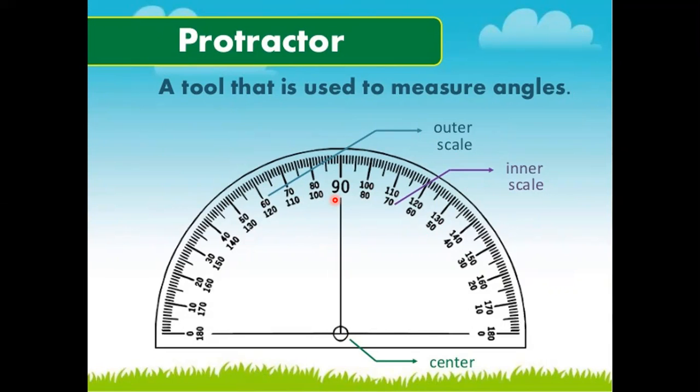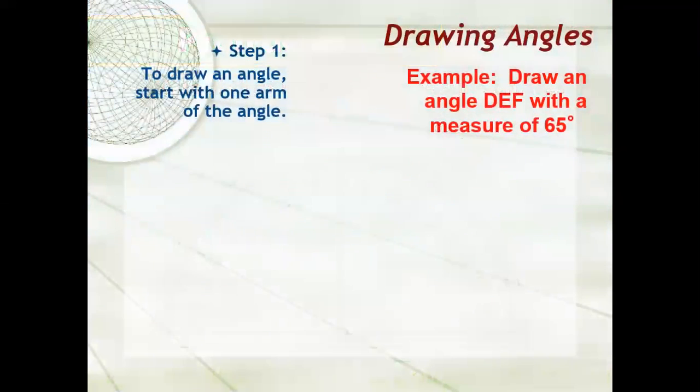So this is all about the protractor. Now we have to discuss how we can find out the angle. Here is the example: draw an angle DEF with a measure of 65 degrees. You have to give the name of the angle, DEF. First thing I want to tell you: you can see DEF, so it means D and F are the arms or sides of the angle and E is the vertex.